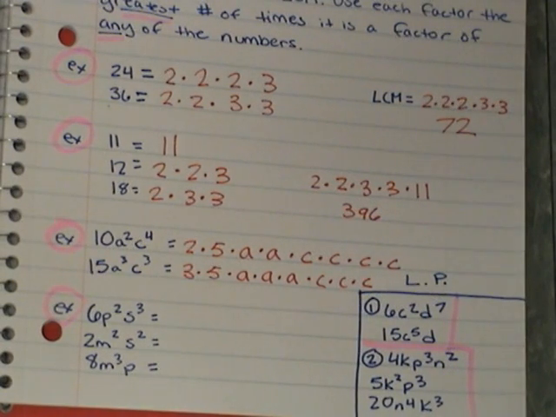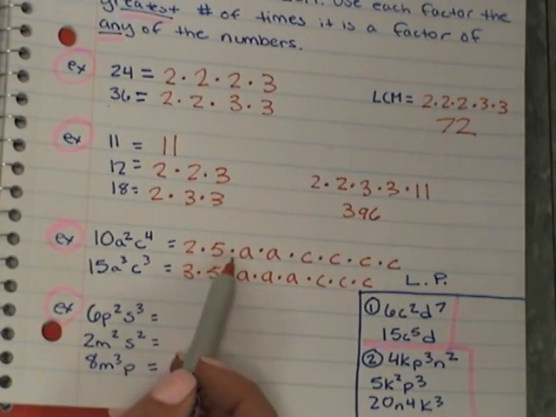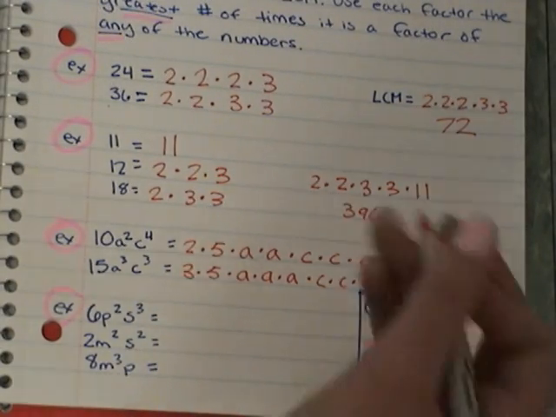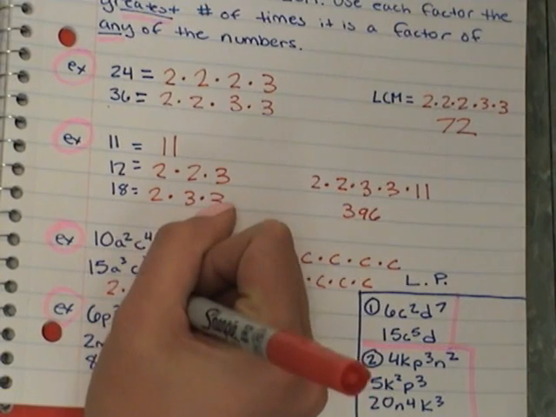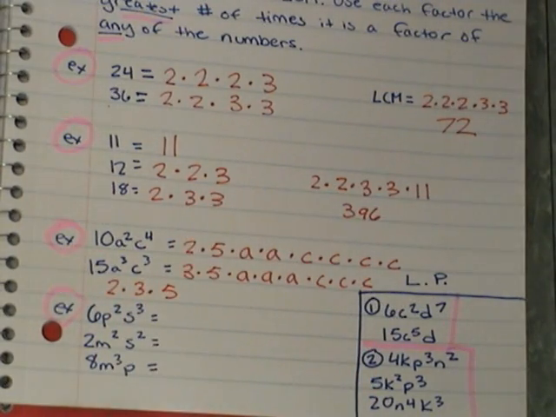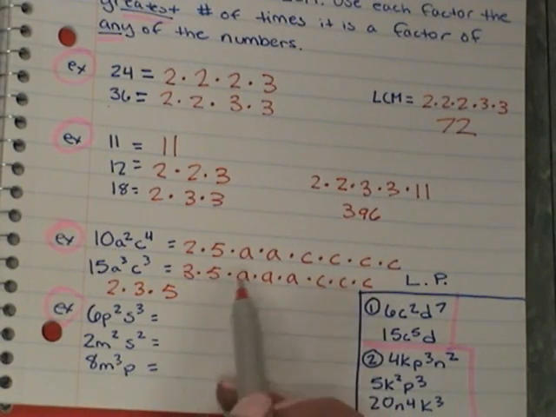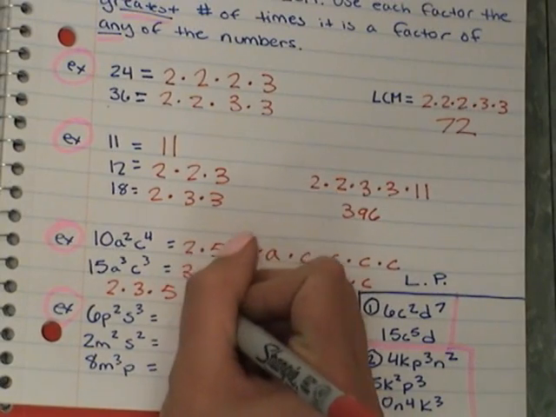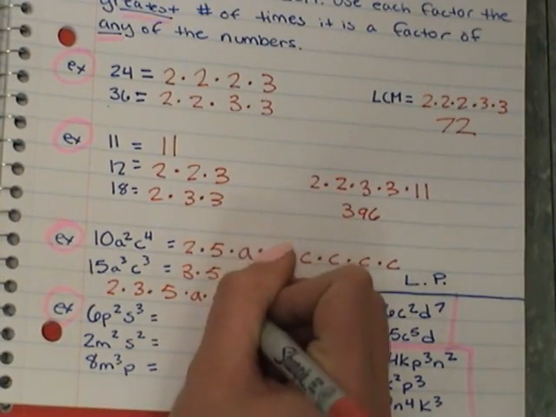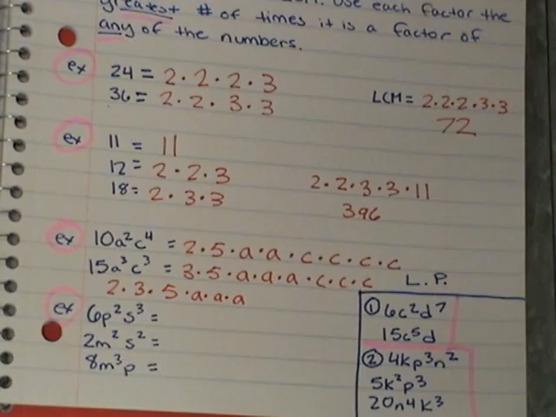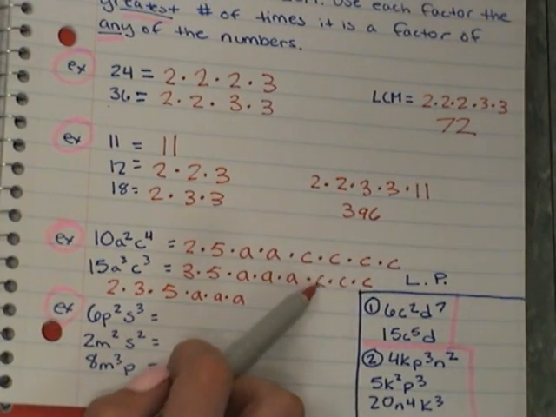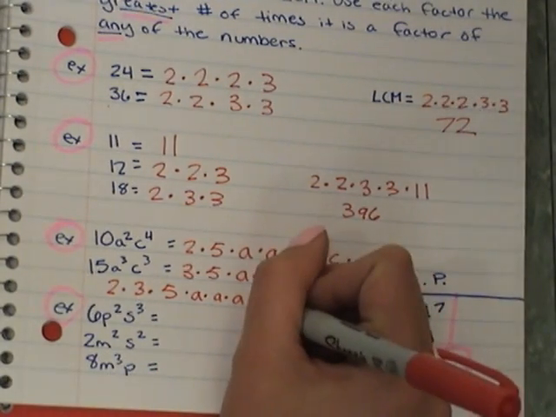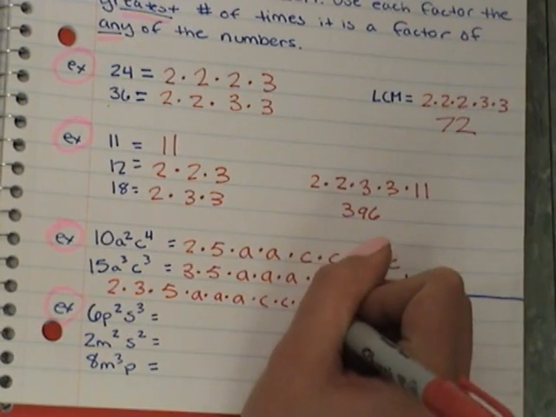Wonderful. Okay, so let's see. My factors: I have a 2, a 3, and a 5, and they only appear once. So 2 times 3 times 5. They only appear once. All right. A is in this one, and it appears twice here and 3 times here. So I'm going to use it 3 times. Remember, you want the greatest amount of times. C appears here and C appears here. 1, 2, 3. 1, 2, 3, 4. So I'm going to use 1, 2, 3, 4.